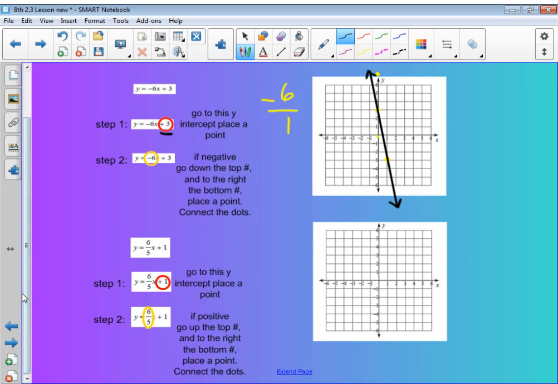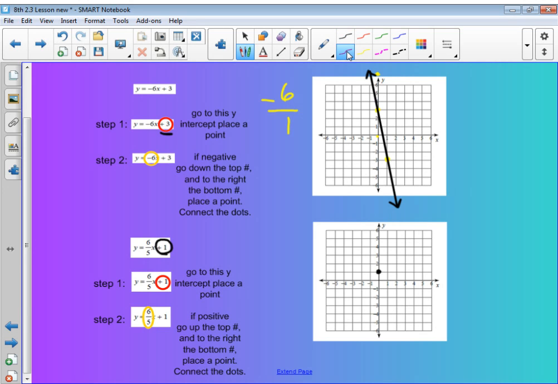So here's our next one. I have 6/5 x plus 1. So we start with our plus 1. Okay, so here's our +1, and we're going to go to +1 on our y line. So here's +1, put our dot.